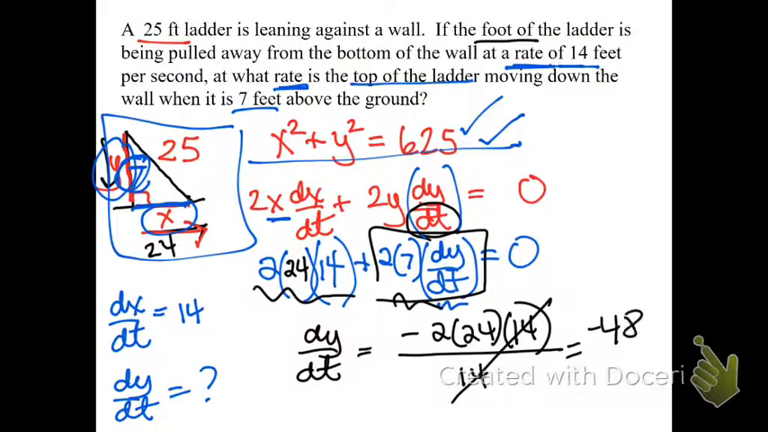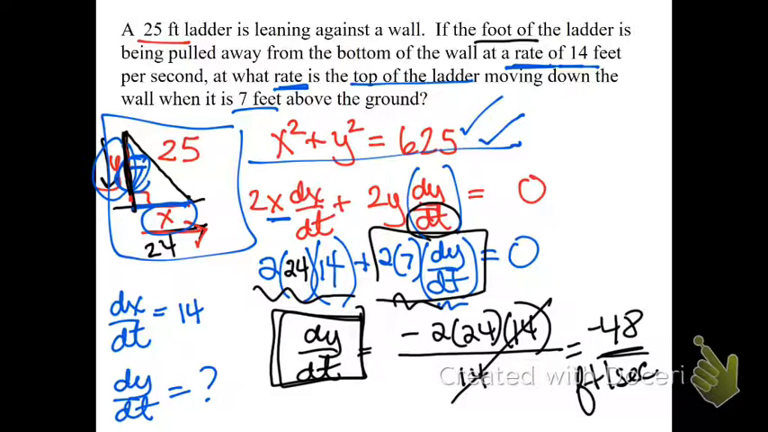And what does this represent? This is dy/dt, so this is how fast y is changing. Well, y was this height right here. So the ladder is going down the wall at 48. Let me find the units, 48 feet per second. And we expected it to be negative because it's getting smaller.